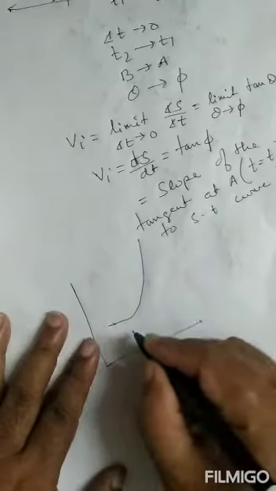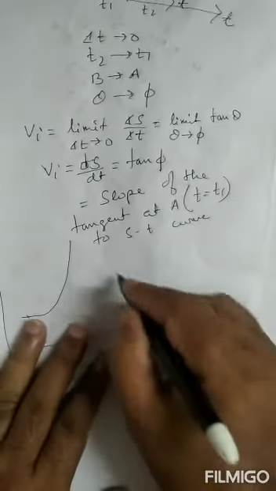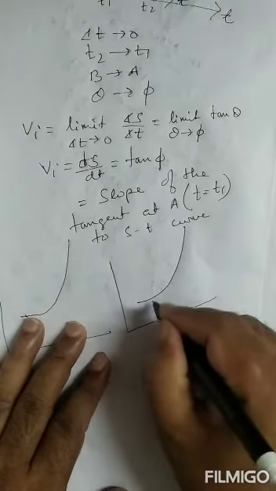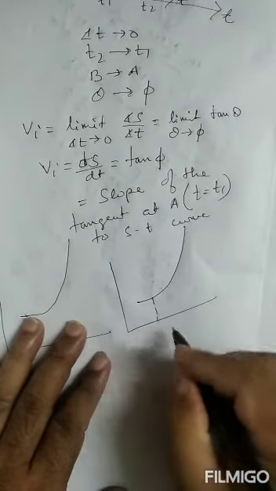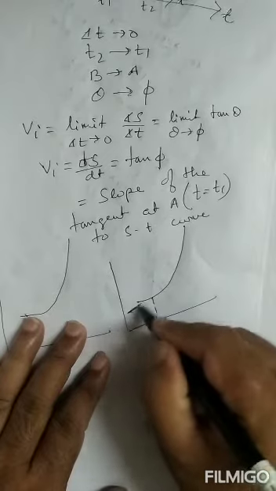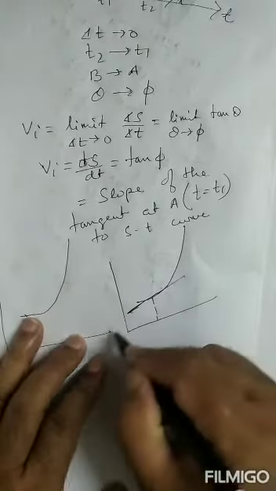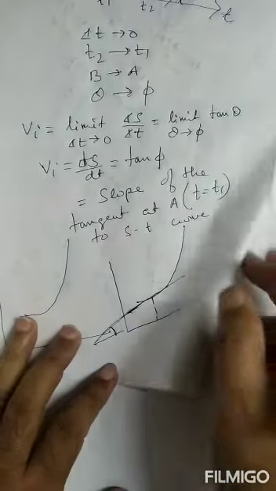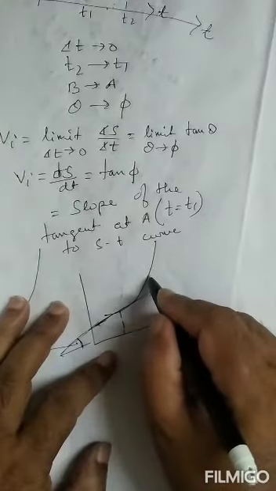Okay? Now, this was the curve, yes or no? If someone asked to calculate instantaneous speed here, what do you have to do? You have to draw a tangent here. You measure this angle with the help of a protractor. You will get the instantaneous speed, tan theta or tan phi.